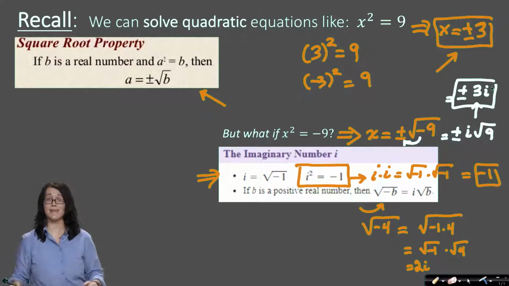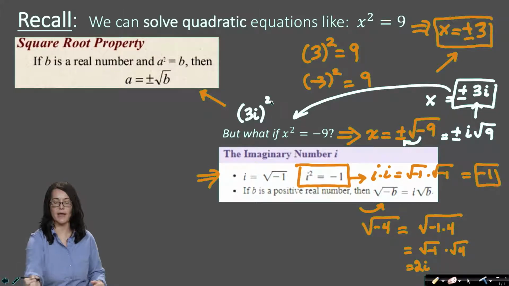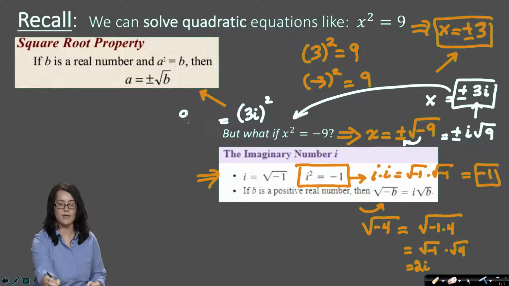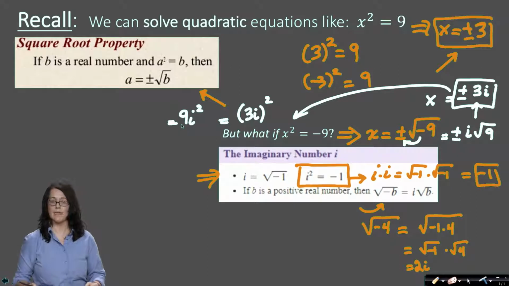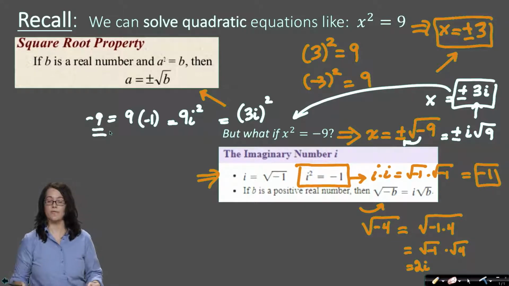That seems kind of crazy, I understand, but keep in mind, if you plugged it back in to see, is this truly x? Well, yeah, take a look at positive 3i times positive 3i. That would be 3 times 3, which is 9, and i times i, which is i squared. But what is i squared supposed to always equal? -1. So -1 times 9, we're back to -9. So yes, in fact, (3i) squared does give you -9.